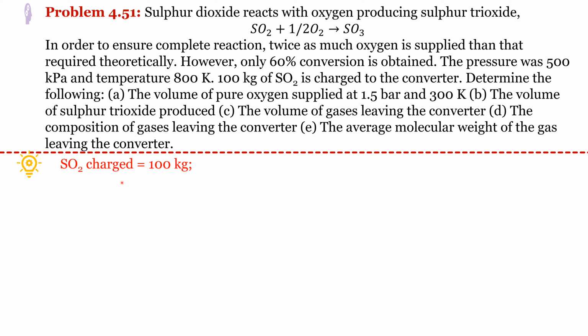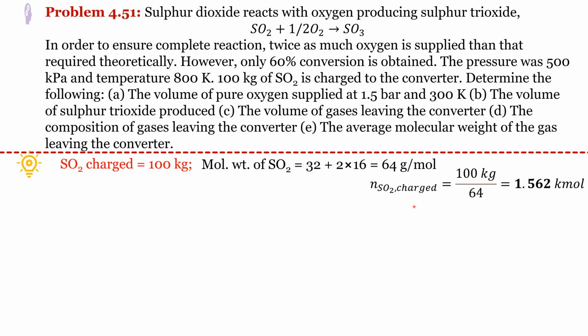So SO2 charged equal to 100 kg. Now we can write the molecular weight of SO2, that is 64. So moles of SO2 charged will be equal to weight of SO2 divided by its molecular weight. It will come out as 1.562 kilomole.